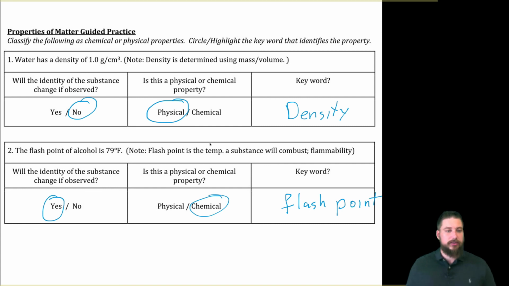And that is all there is to chemical and physical properties. Again, if we observe the property and it's not changing when we observe it, it's going to be a physical property, and if it is changing, it's going to be a chemical property.